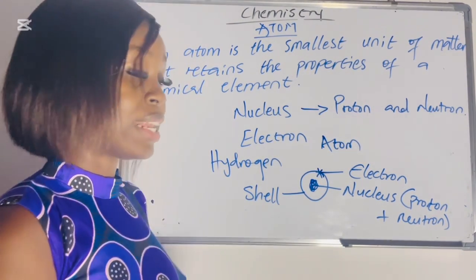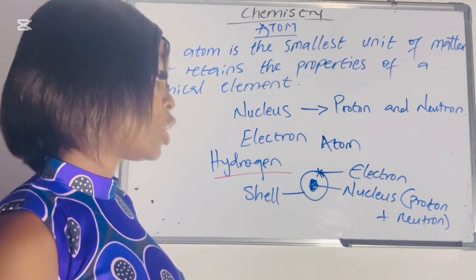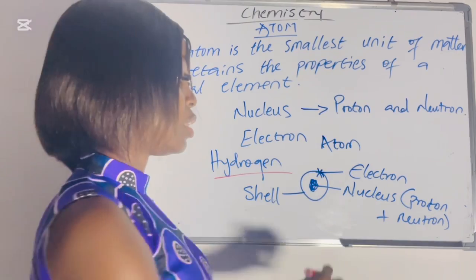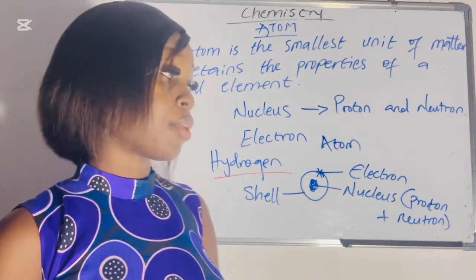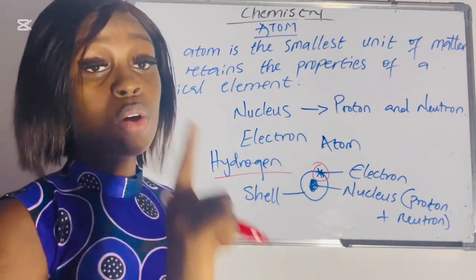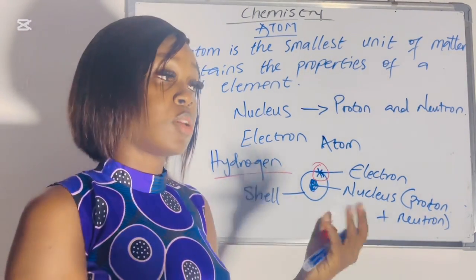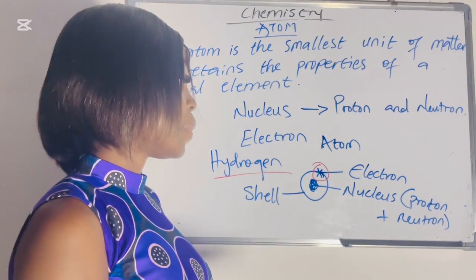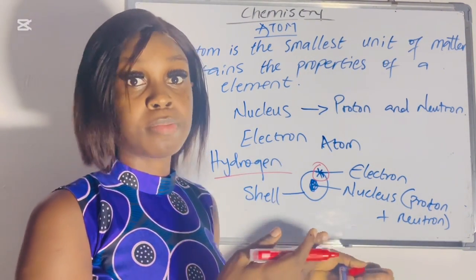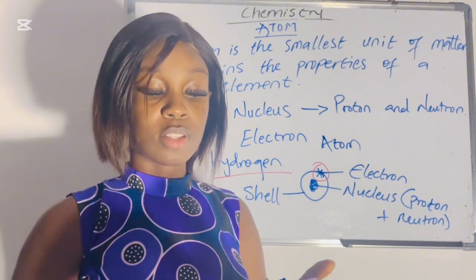So I know that this atom belongs to hydrogen because I know the number of protons in this atom, or the number of electrons that I see in this structure. I saw only one electron, because the proton number is equal to the electron number. That makes the electron number equal to the atomic number. We are coming there, don't be confused.